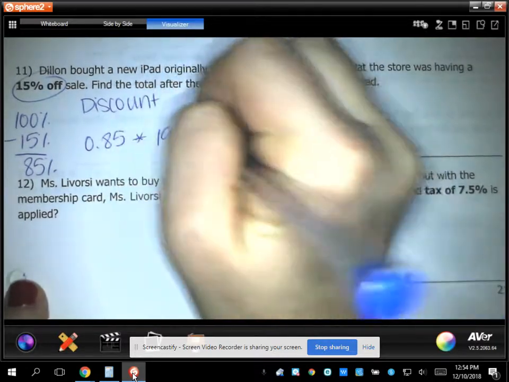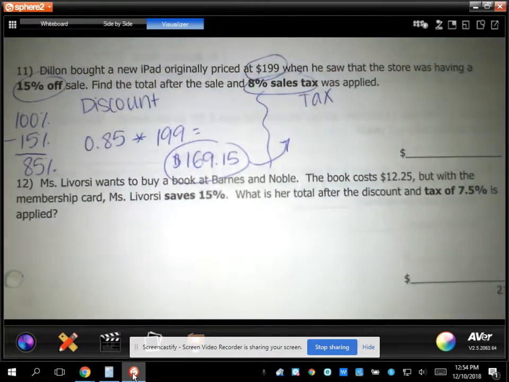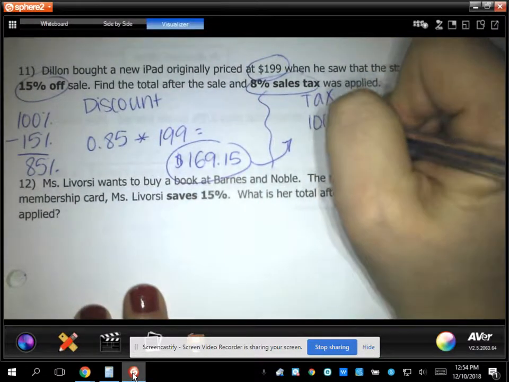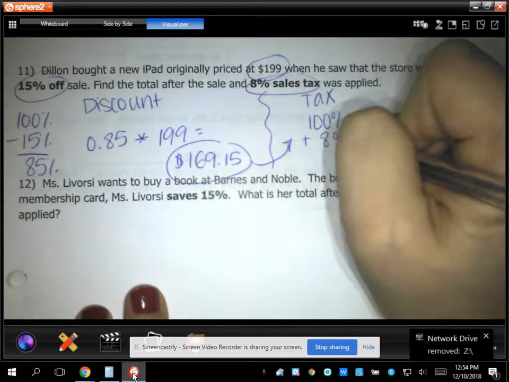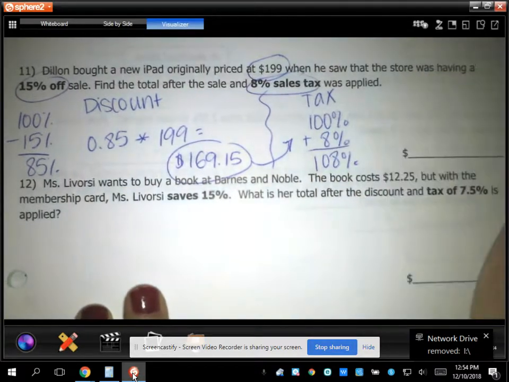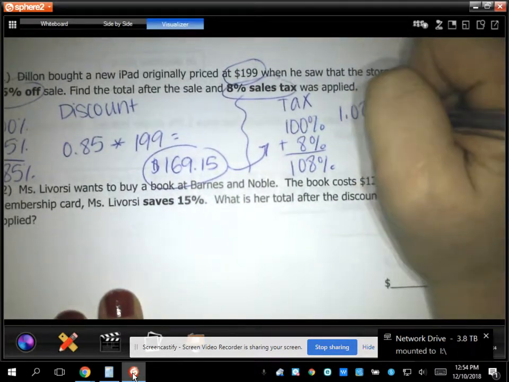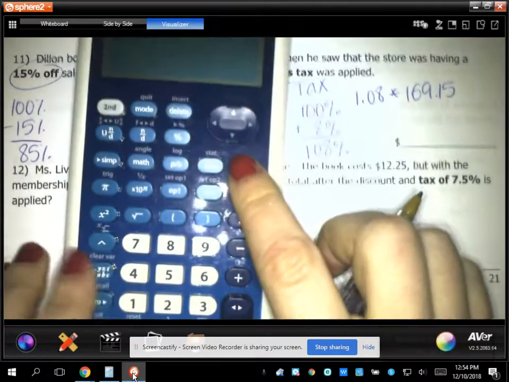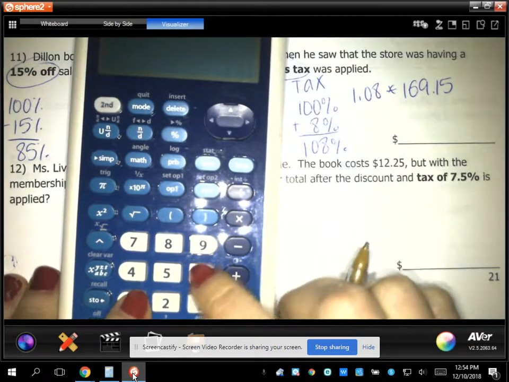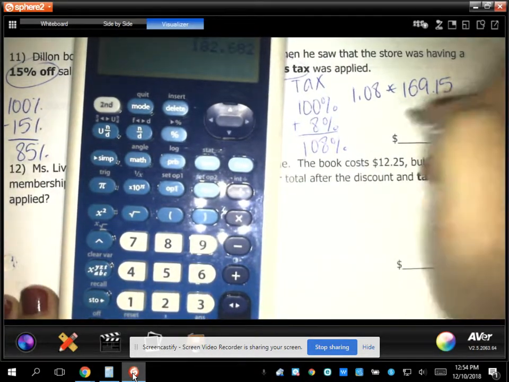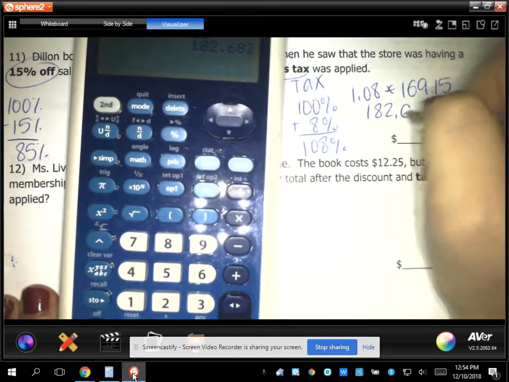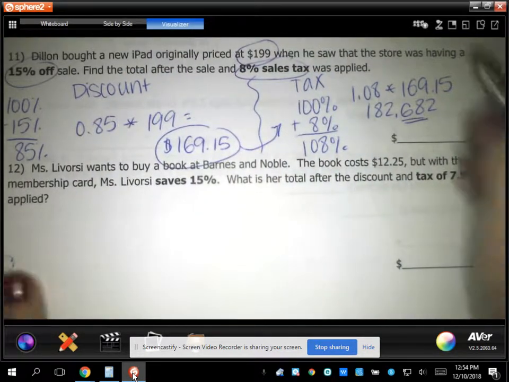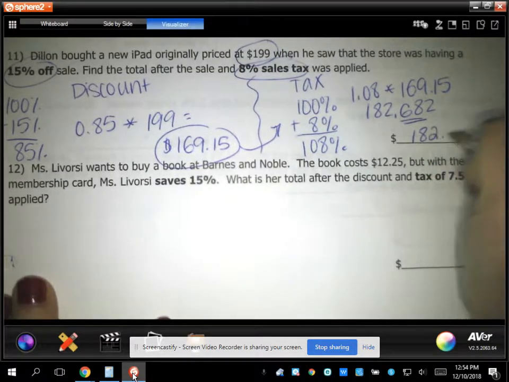$169.15. Now bring this sales price over here. He is going to have to pay 8% tax. So he's going to have to pay 100% of that price and 8% extra for tax. So he has to pay 108% of that price. So we're going to have to do 1.08 times $169.15. So I got 182.682. Now I know money only goes 2 numbers after the decimal, so the answer here is $182.68.